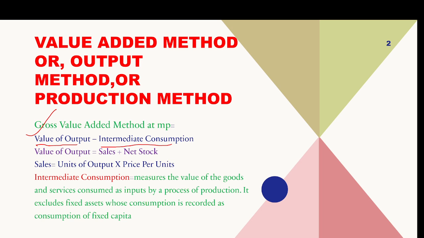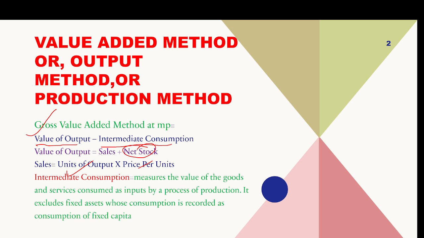And when you go to find out value of output, there will be two things: sales and net stock. Net stock should be added to the sales. Sales means the number of units of output and price per unit. You have to multiply both, units of output and price per unit. Here, stock means inventory stock. Suppose in the previous year there is some stock left, and now the stock is remaining. So we will add the price of the new stock also.